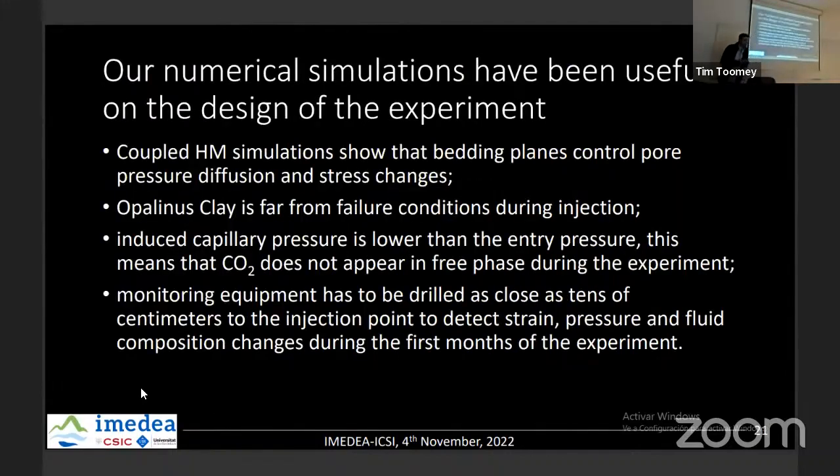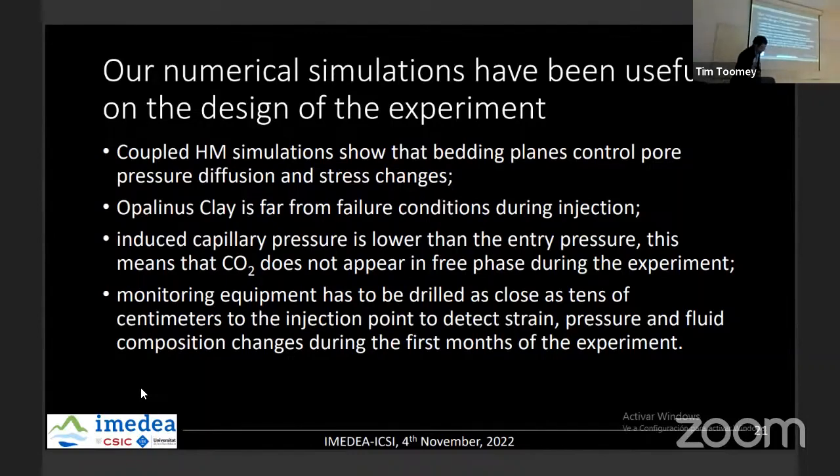So finally, what we could say is that we helped the design of this experiment that hopefully will start next year. And we gave them some hints about the stability of the material, about the flow of CO2, and some hints about how to place the monitoring devices. Of course, we like the fact that it behaves like a caprock, but at the same time, it means that the flow is very slow. So we gave them some numbers to tell where to put the monitoring devices to be able to measure something even in the first month of the experiment.